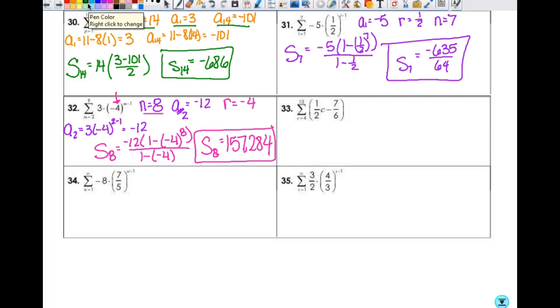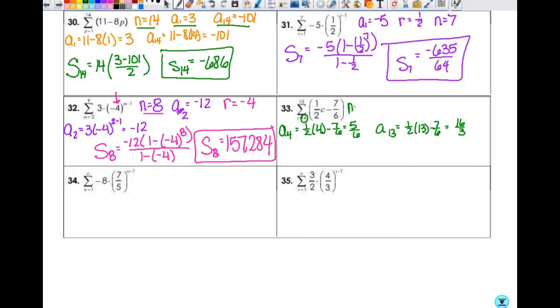33 works kind of the same way, but this is arithmetic and not geometric. So for arithmetic, I need the first term and the last term. Well, your first term is A4, right? It's not A1. So A4 is equal to 1/2 times 4 minus 7/6. And that gives you 5/6. I also need A13. That is equal to 1/2 times 13 minus 7/6. That is 16/3. Okay. So I need N.